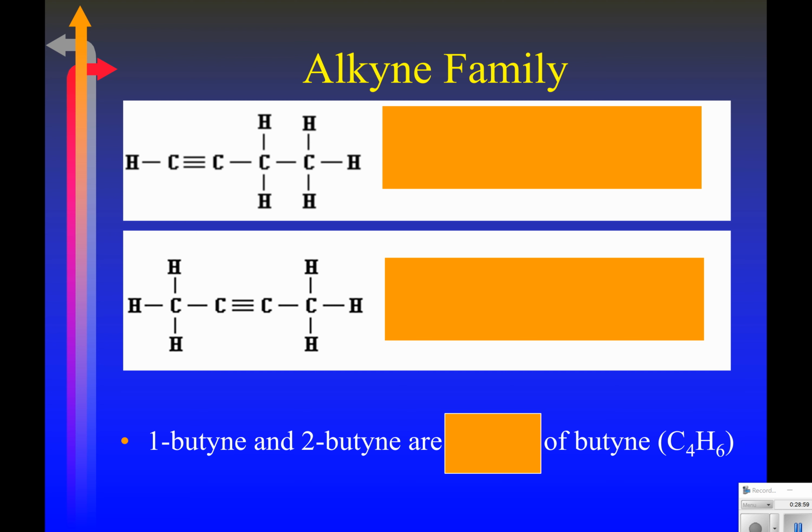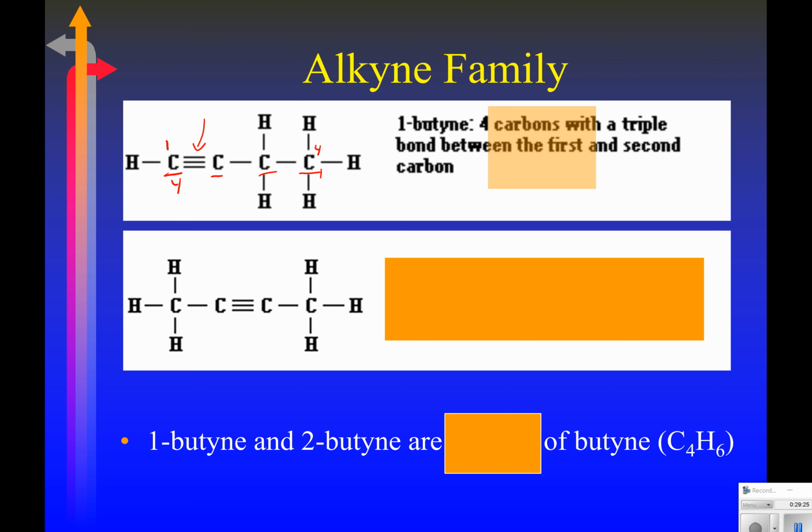Now, trying to name these, we start with the number of carbons. We have 4, so this is but. We have a triple bond, so it's part of the alkyne, so this is butyne, and we're going to number the lowest numbered carbon where this triple bond is, which would either be a 1 or a 4, depending on how we started counting, left to right or right to left. So we'd want to put it on the first or the lowest numbered carbon. So this is 1-butyne.